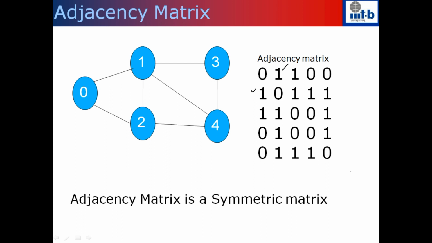The number of users on Facebook is about 1 billion. So if you want an adjacency matrix representation for it, you need an amount of space which is 10 to the power 9 into 10 to the power 9, which is 10 to the power 18. Even a supercomputer will not have that kind of memory, right?